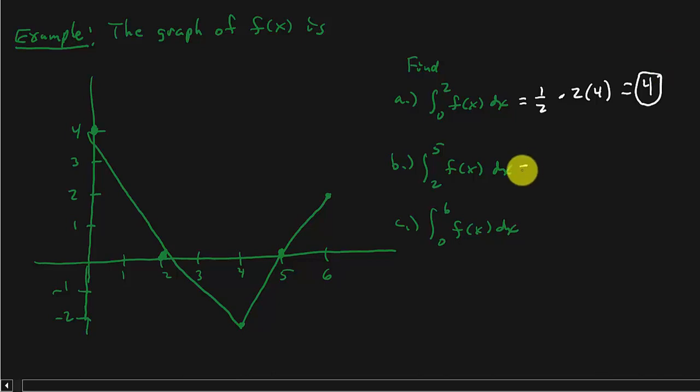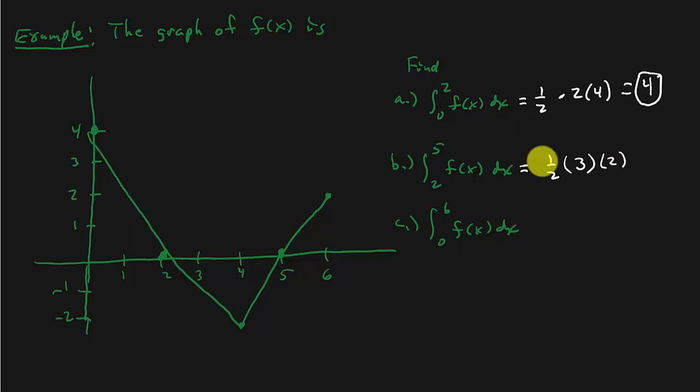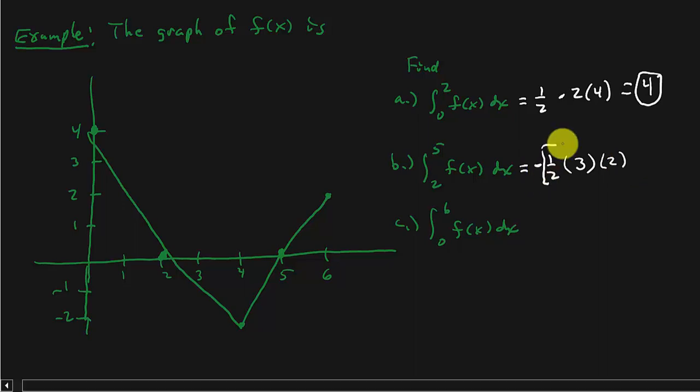And so what about this one? Well, it's going to be half what? The base, what's the base? I'm going from 2 to 5, so the base is 3. And the height, it's down here at -2, so the height is 2. And remember what we talked about earlier, when the curve is above and below the x-axis, this is a negative. And so this is going to be -3. Okay, it's below the axis.